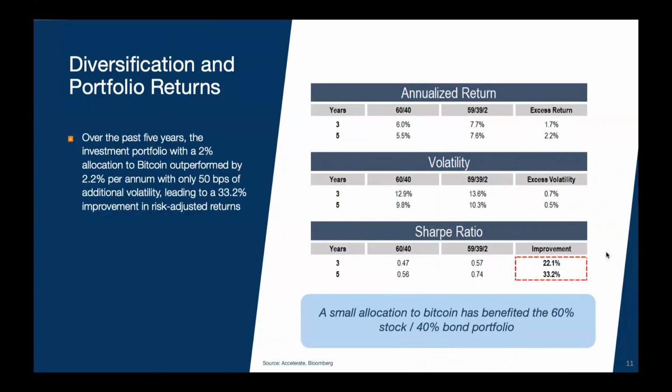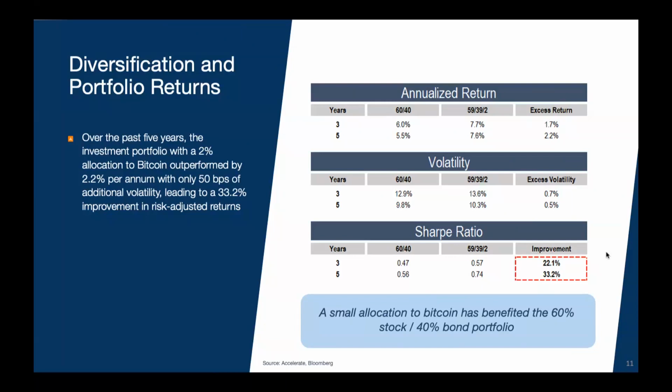So 59% equities, 39% bonds, and 2% Bitcoin. What happened there? Well, you had a pretty significant jump in 5-year annualized returns from 5.5% annualized to 7.6% annualized, so an increase of 220 basis points. You did have a slight increase in volatility.